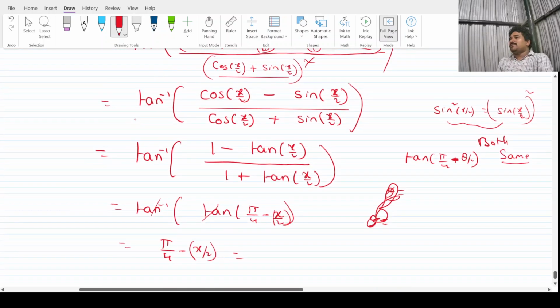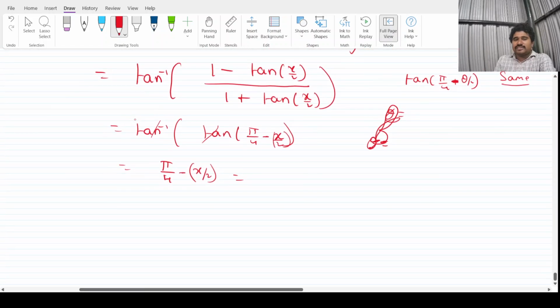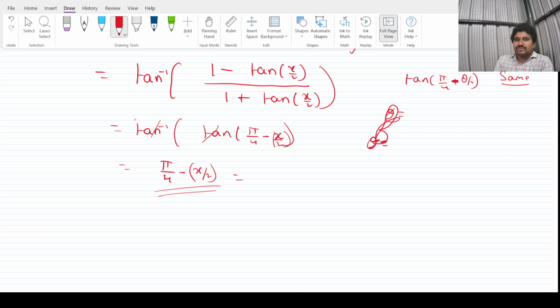Nothing. If you write x, it means confused. It should be all x by 2's. That's it. Is that clear for everybody? All x by 2's. Understand? Yes. So this is the final answer: pi by 4 minus x by 2. Understand? So you just be clear.